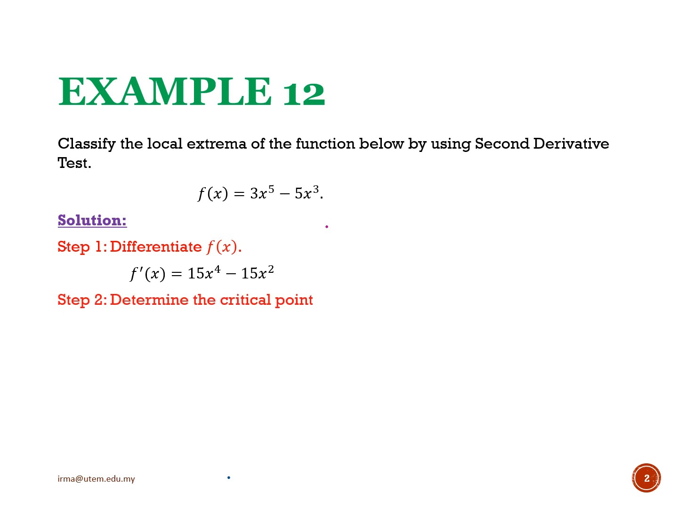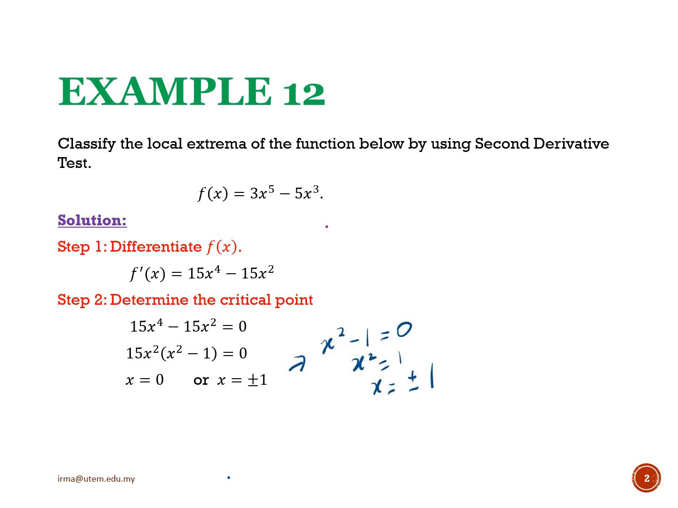Second step is to determine the critical points. So how to determine the critical points? What we need to do is to set f prime x equal to 0, so we have 15x to the power of 4 minus 15x squared equal to 0, and find the values of x. We can factorize 15x squared, and then multiply with x squared minus 1 equal to 0. From this, we will get x equal to 0 or x equal to plus minus 1.